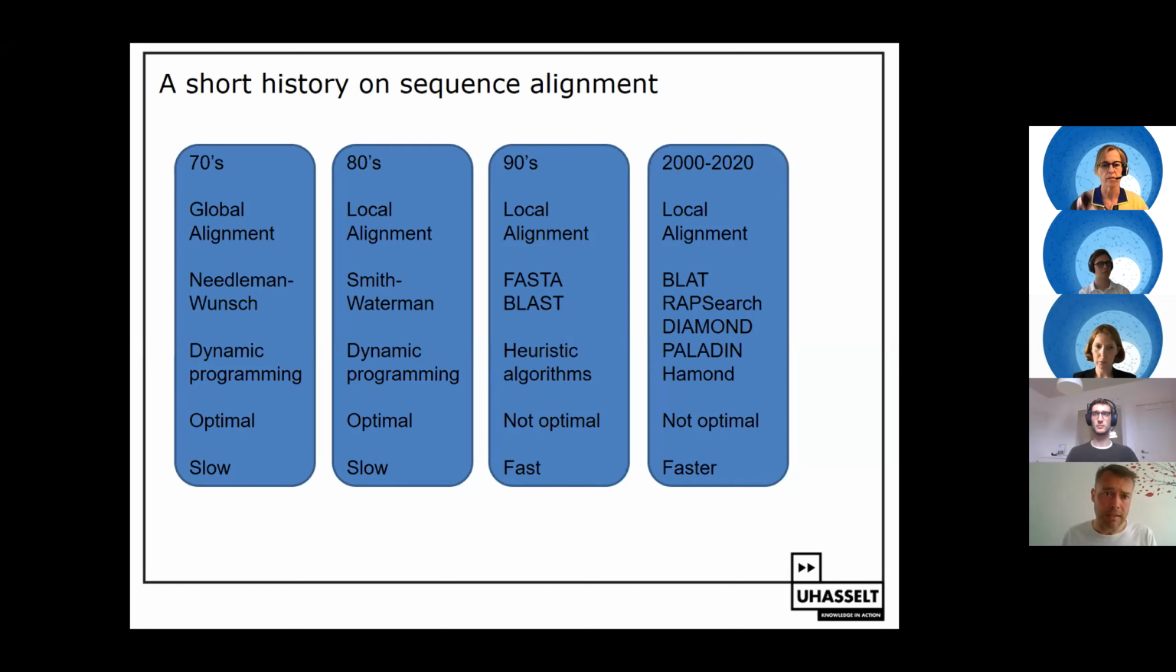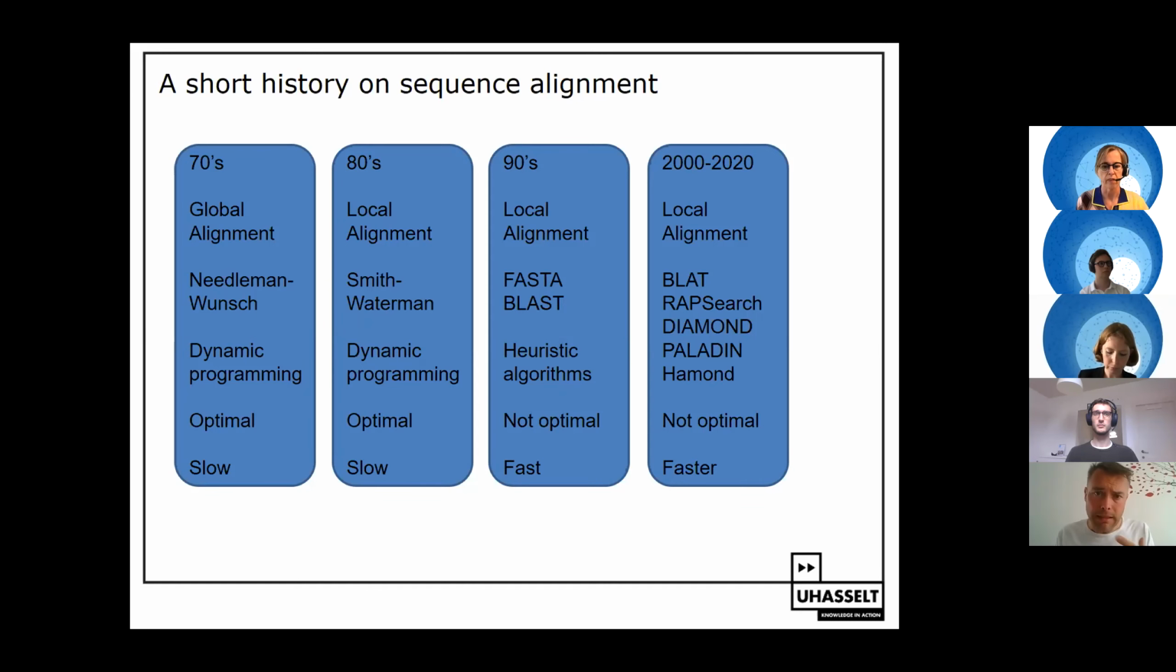We go to the 80s. Then Smith-Waterman came up with a local alignment algorithm, also very popular in that day. It was also based on dynamic programming and also an optimal algorithm. So it would find optimal similarity between these two sequences, and then we could evaluate if that similarity is sufficient to relate these two protein sequences, for example. But again, it's a little bit slow.